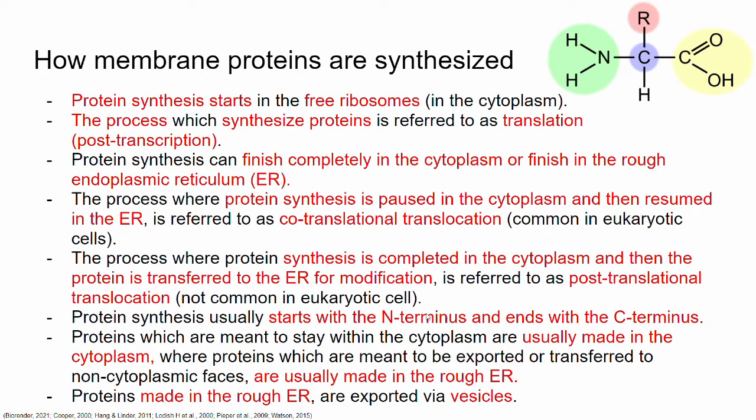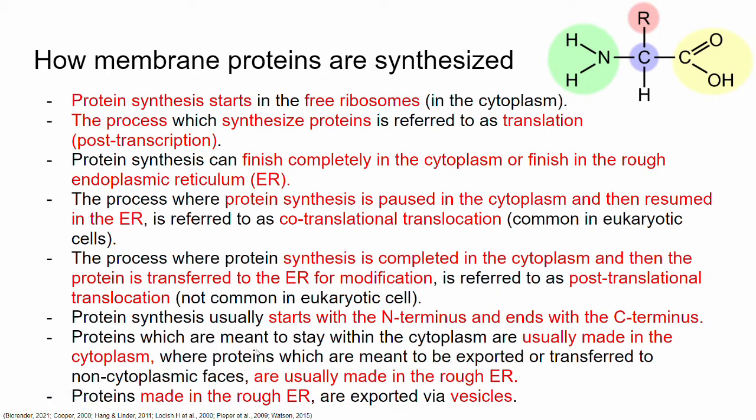What this means is that the first amino acid produced will have a free N-terminus, so this won't be connected to any other amino acids, but this will. That's the first amino acid. The last amino acid produced, this will be attached to the next amino acid, and this will be free. That's what it means. It starts from the N-terminus and ends with the C-terminus. And that's usually the case. Maybe it's not always, though, but it's usually the case.